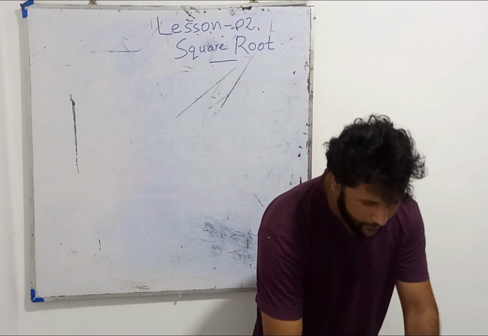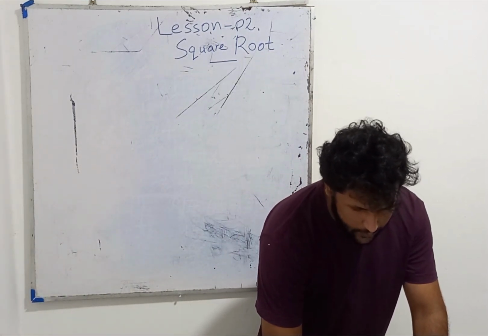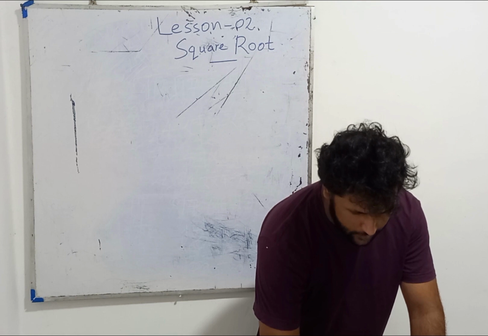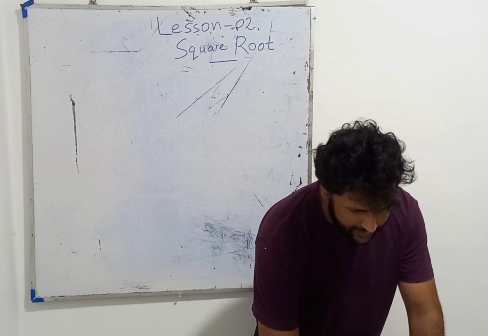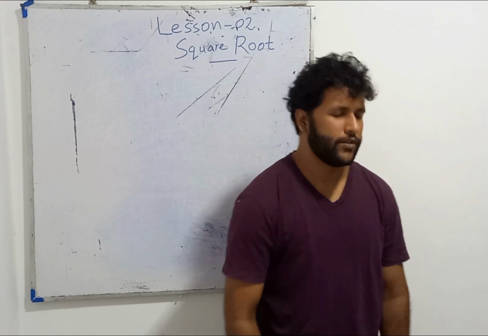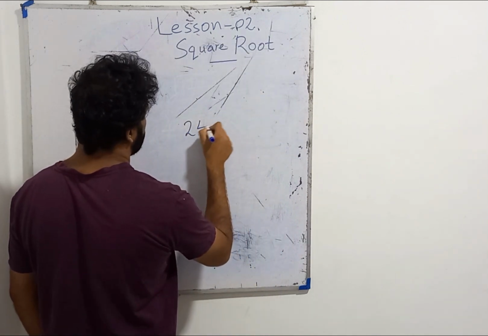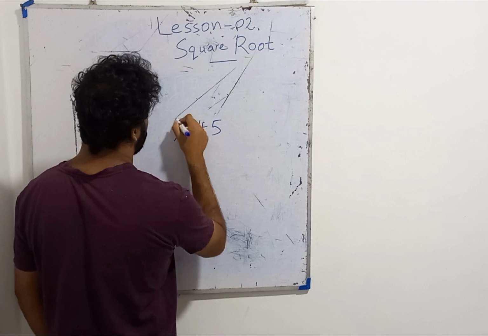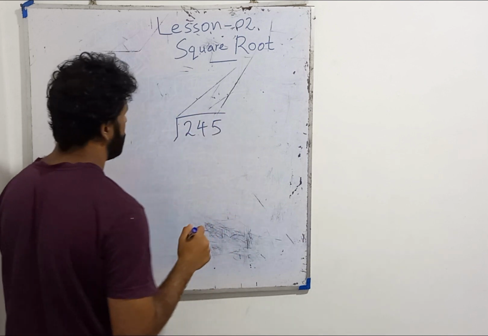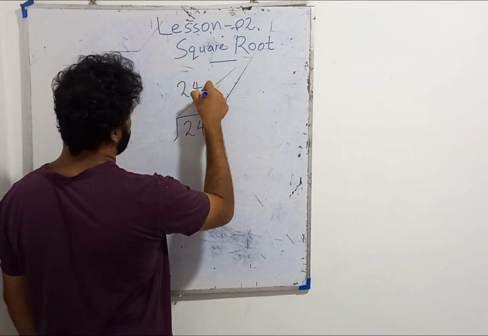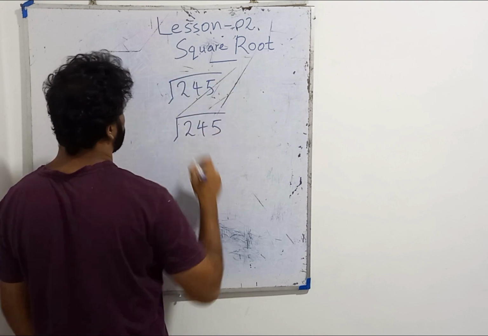Example number 2 is 245. Okay, square root of 245. Very simple.